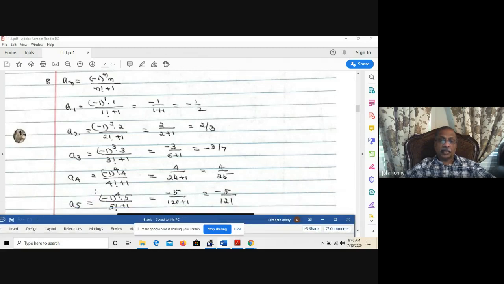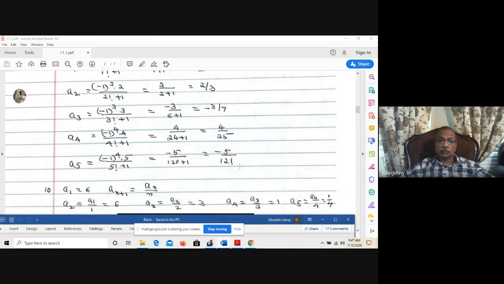a₅, negative 1 to the power of 5. Here this number is not a 4, that number is a 5. Negative 1 to the power of 5 times 5 divided by 5 factorial plus 1. Negative 1 to the power of 5 is negative 1. Negative 1 times 5 is negative 5, divided by 5 factorial, which is 1 times 2 times 3 times 4 times 5, which is 120, plus 1, which is 121. So a₅ is negative 5 over 121.